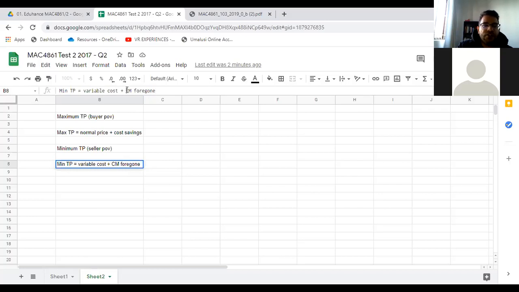Now we come over here, contribution margin foregone. What is contribution margin? Remember, contribution margin equals selling price minus variable costs. Now, once again, we have the term variable costs. Like I said, this variable cost may be different to that variable cost. So this variable cost is the variable cost to sell to the internal company. This variable cost is the variable cost incurred to sell to an external third party.